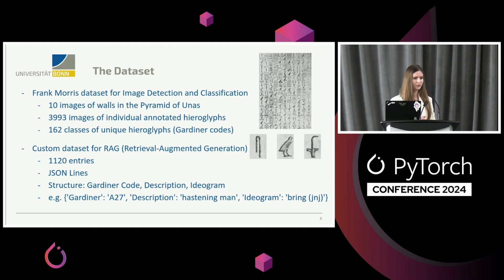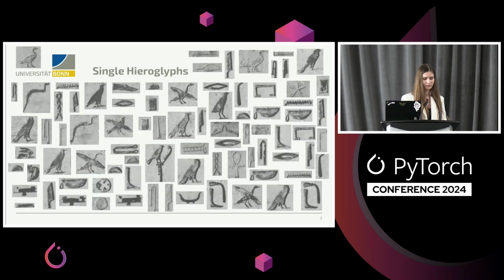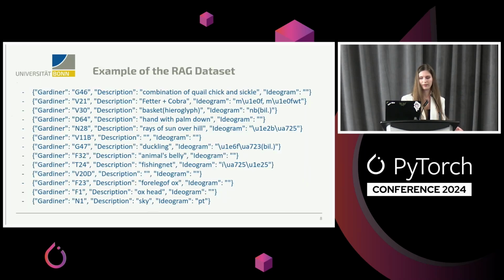For the language part, I created a custom RAG dataset that contains about 1,000 entries, saved in a JSON lines format, and each entry contains a unique Gardiner Code, its description, and/or ideogram. This is what this dataset of the small images looks like, and here are a few example lines of the RAG dataset.